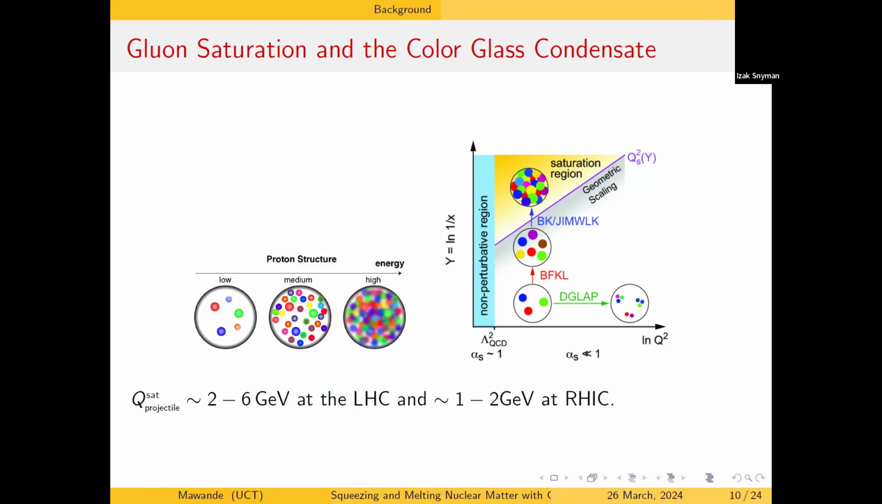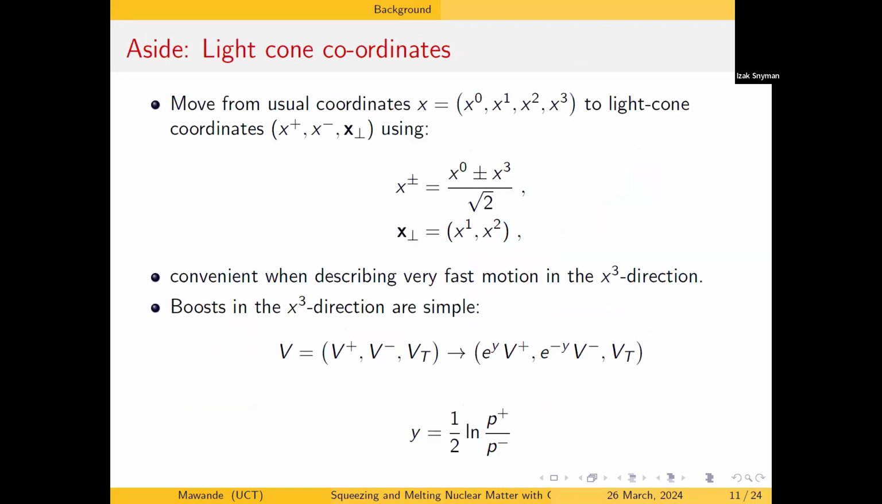And yeah, this saturation scale, when we have some numbers out front, we choose to distinguish between the projectile and the nucleus. The number at the LHC is about 2 to 6 GeV, and at the rate the saturation scale is 1 to 2 GeV. Okay. Just an aside now, to prepare for some equations I'll write down.